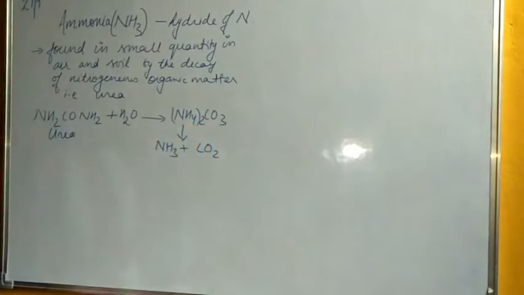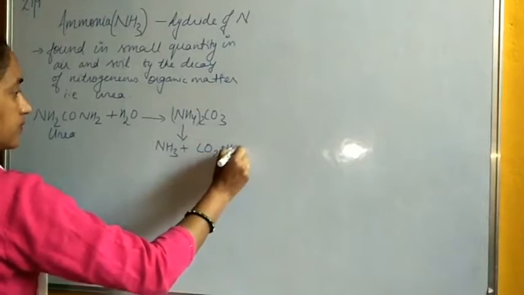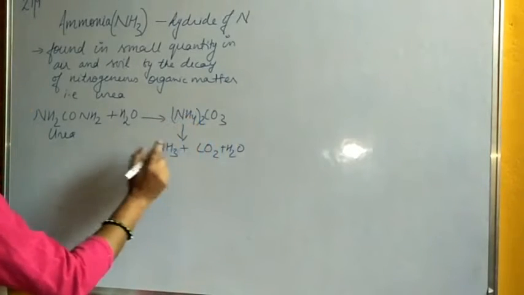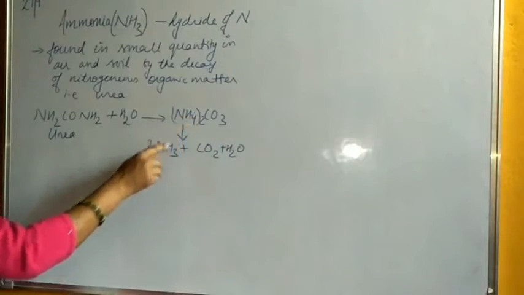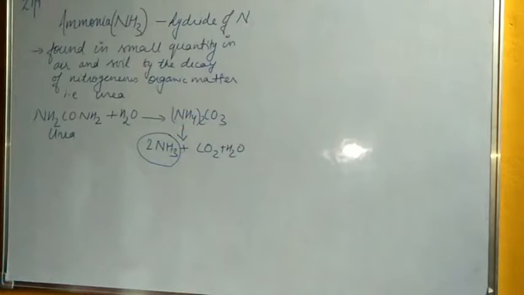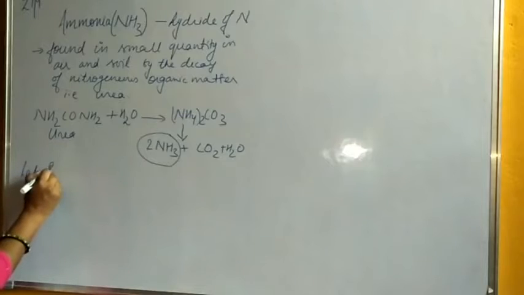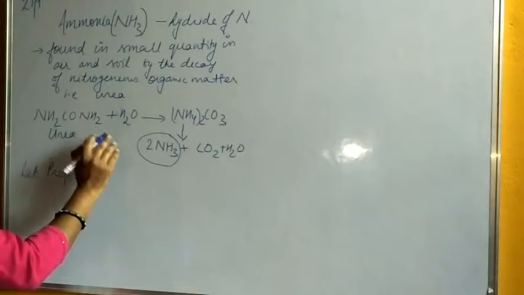By the decomposition of ammonium carbonate, students, we will get ammonia plus carbon dioxide, right, along with water too, right. So here we have got two atoms of nitrogen, so it's ammonia plus carbon dioxide, right. This is the ammonia gas which has been obtained. This is the reaction which takes place in the surrounding or in the atmosphere.